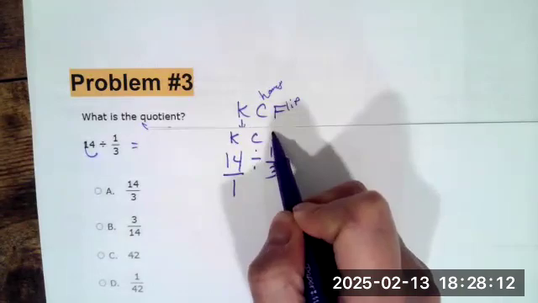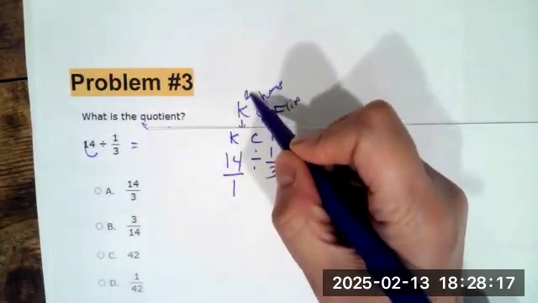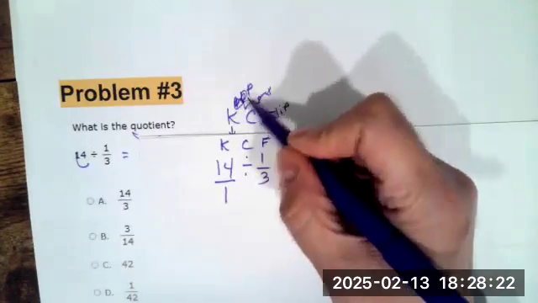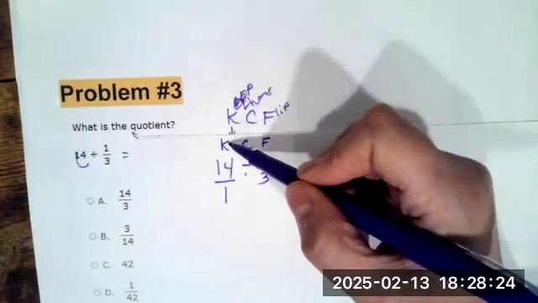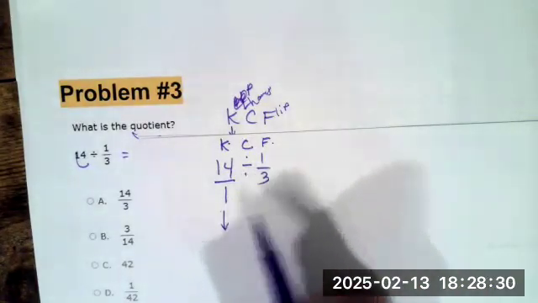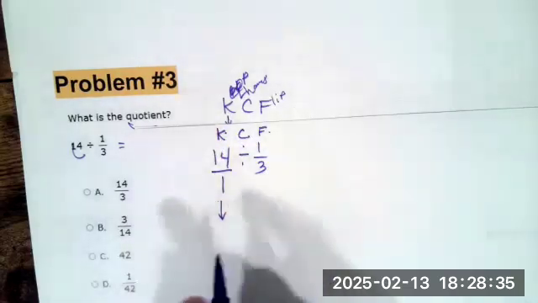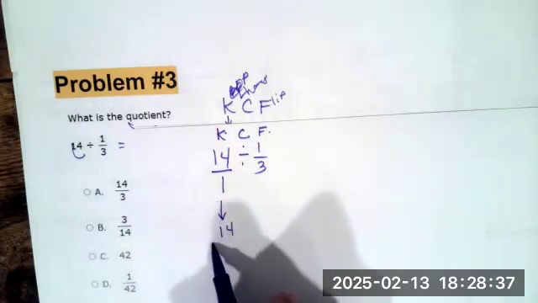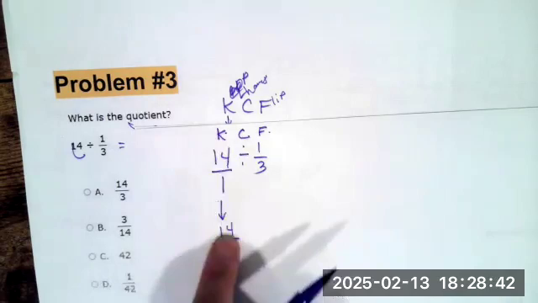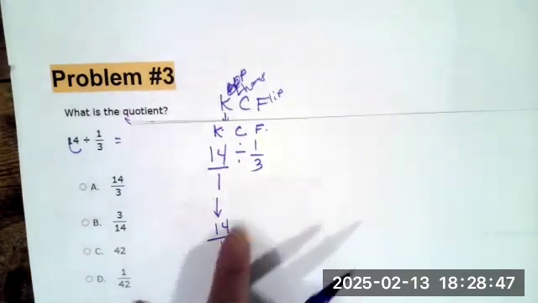K, C, F, and it doesn't stand for Kentucky Fried Chicken. It stands for keep, keep, change, flip. So let's talk about keep right here. Always keep this fraction the same, no matter what. This, bring it down. Don't change it. I solemnly swear I will never change this fraction because this is your dividend. This is going to stay the same. It always stays the same. This is the total amount that you're dividing. So you have to keep that the same.